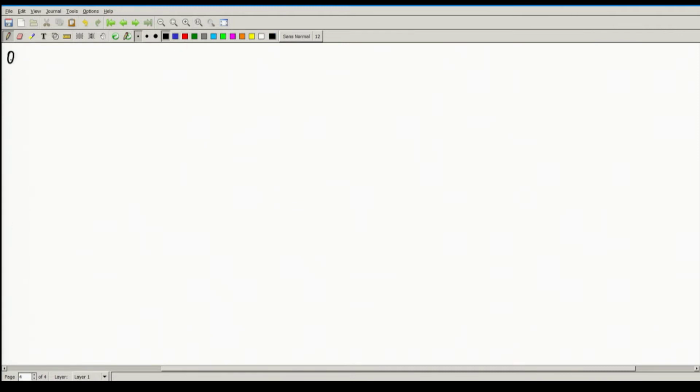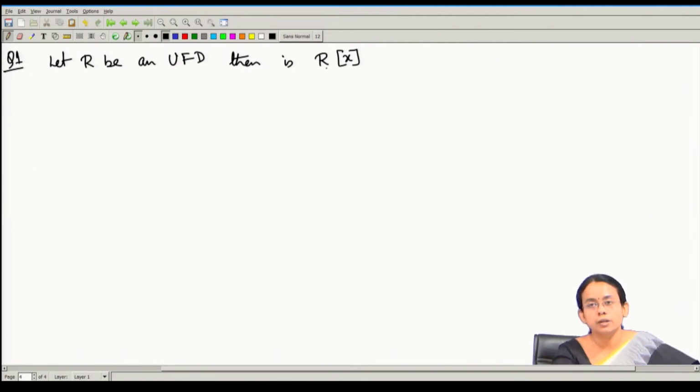So, question 1 is, suppose you start with a UFD. Let R be a UFD. Then the question is, if I consider the polynomial ring over this UFD R, whether this will remain a UFD or not. This is one of the questions that we would like to answer today. So, R be a UFD, then is R[x] a UFD or not?